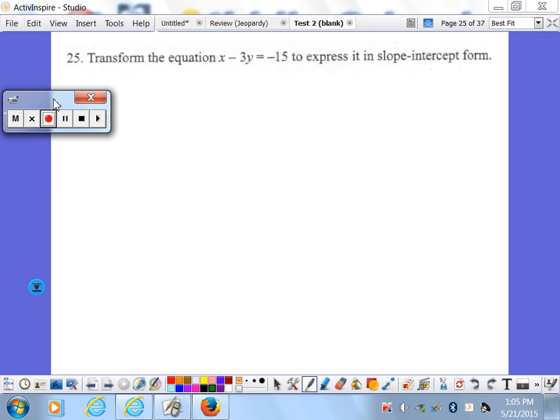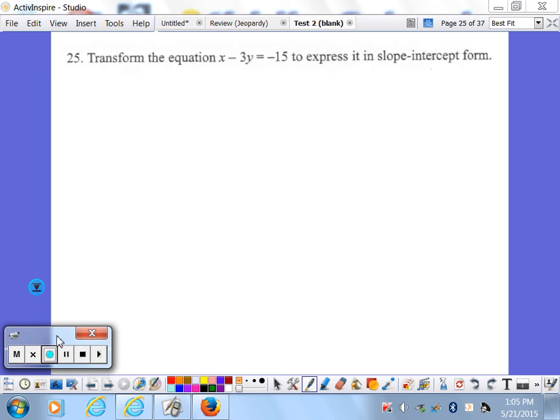Hello everyone! So today we are going to take a look at the Part 2 questions for Test 2, starting with number 25. So 25 says to transform the equation x minus 3y equals negative 15 to express it in slope-intercept form. So I'm hoping that you're thinking about what slope-intercept form means.